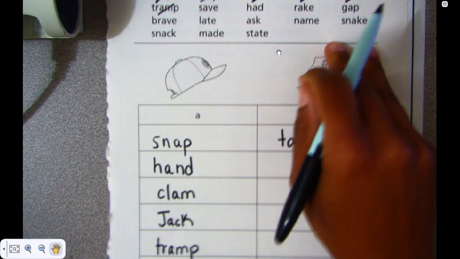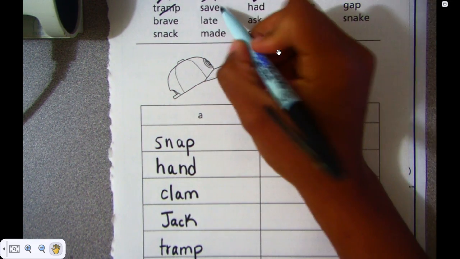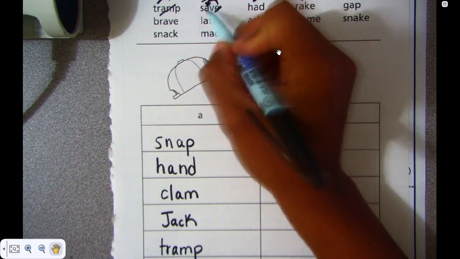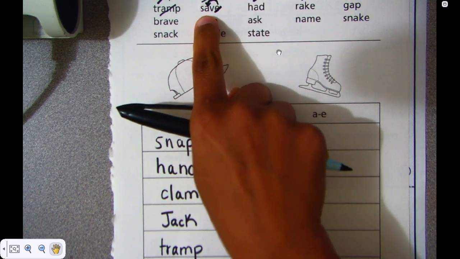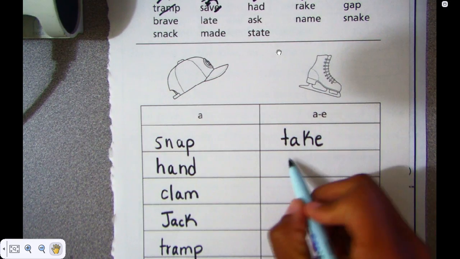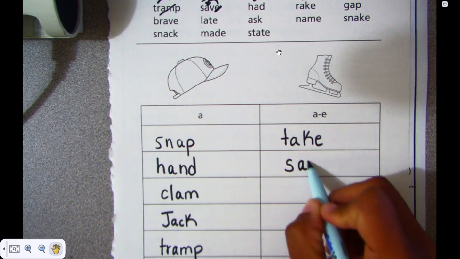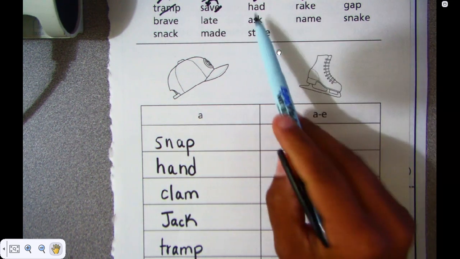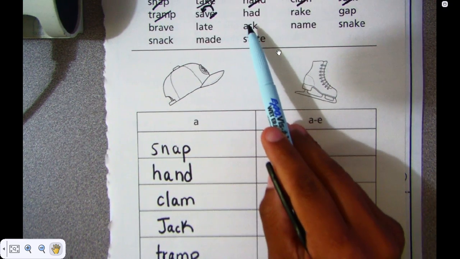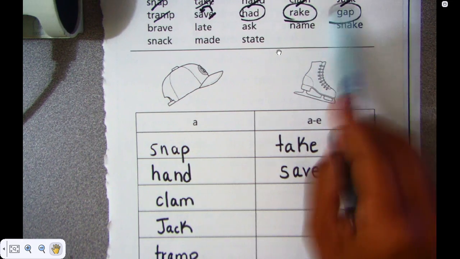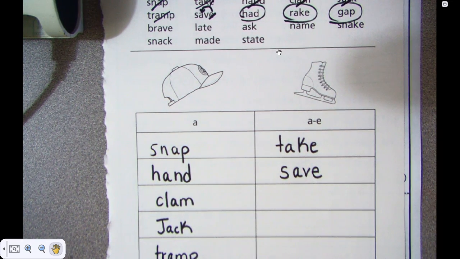But now, as I come to this next word, I see the E at the end. So it's going to jump over that consonant, become silent, and make the A sound. So save, save. Okay, now I want you to take a second, maybe pause the video. We have these next 3 words here. 1, 2, 3. Can you sort them? And then let's compare.